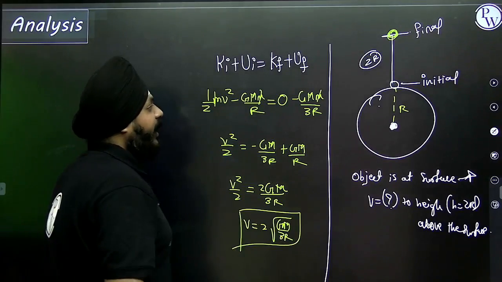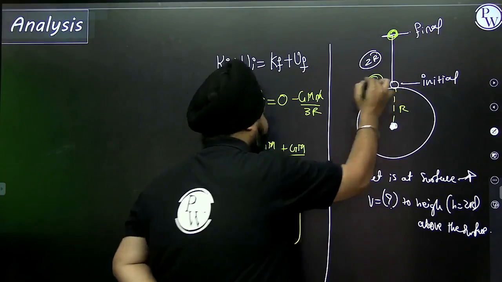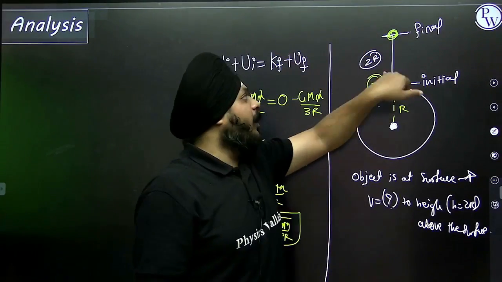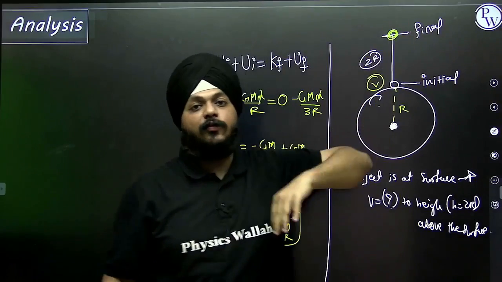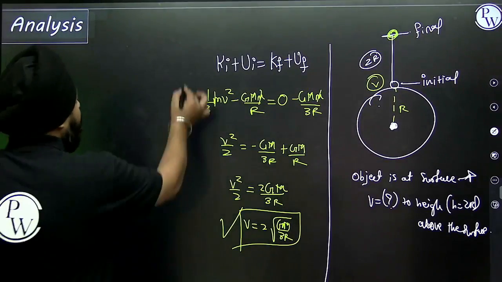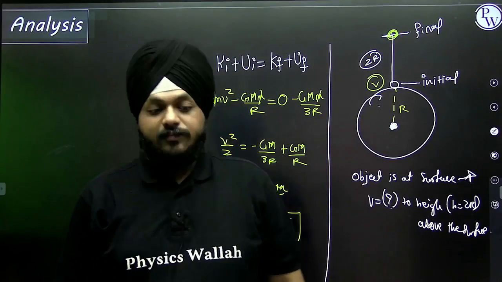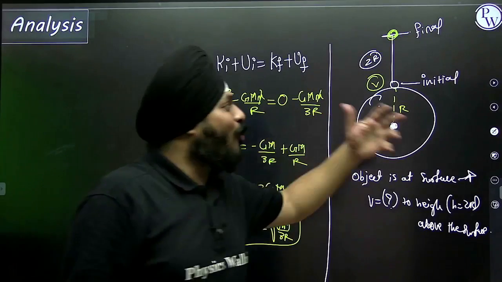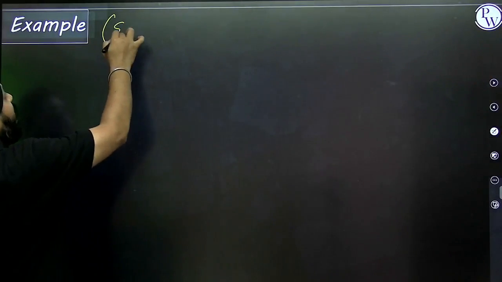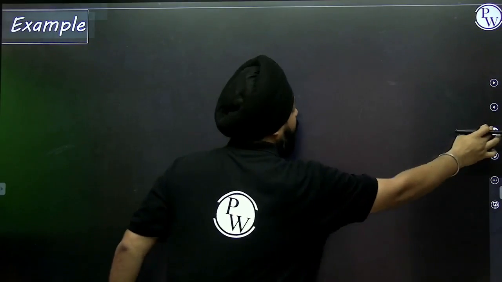If you project the particle from the surface of the earth with this velocity V, then it is going to reach up to 2R height above the surface of the earth and it is going to stop. This is the application of the conservation of energy. Now suppose the concept of escape speed.